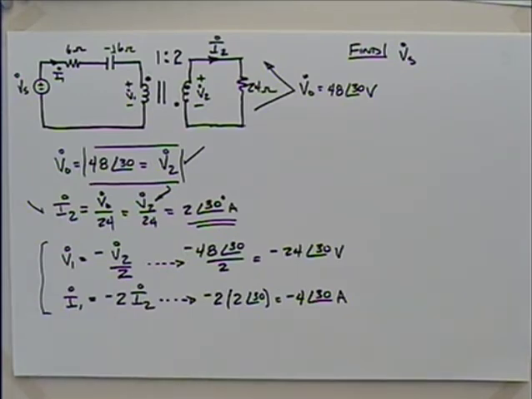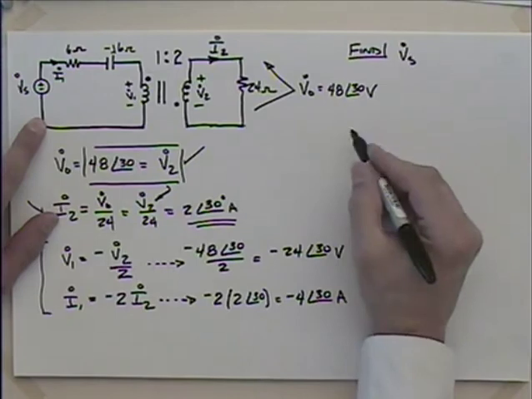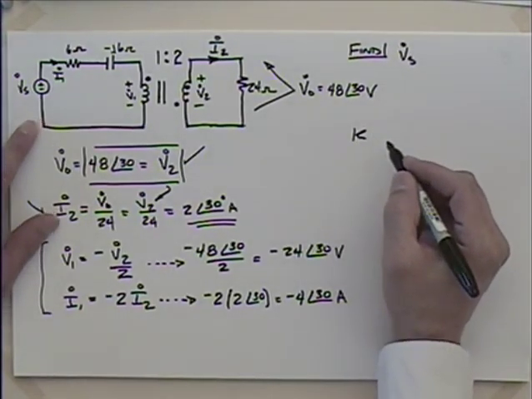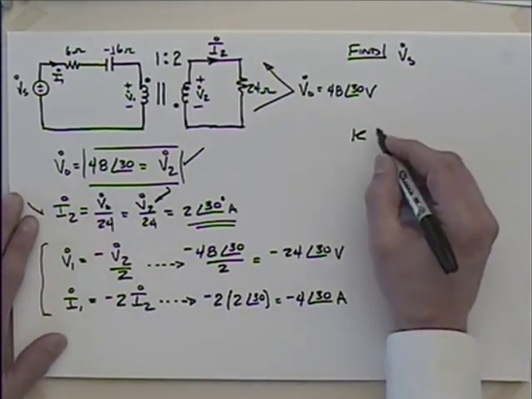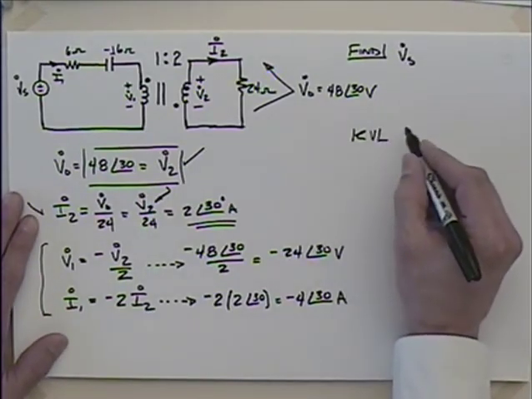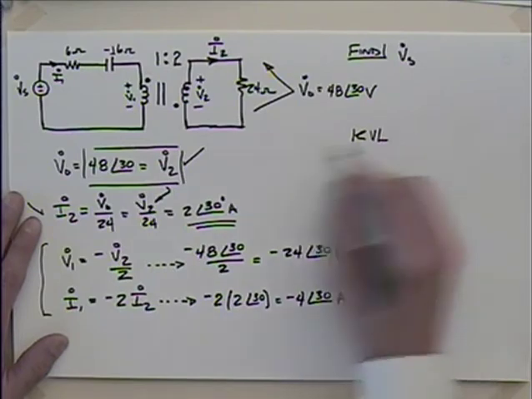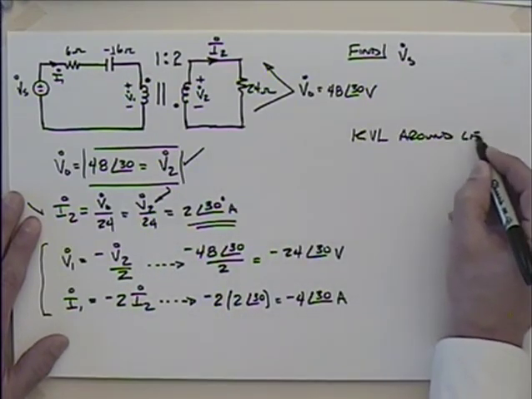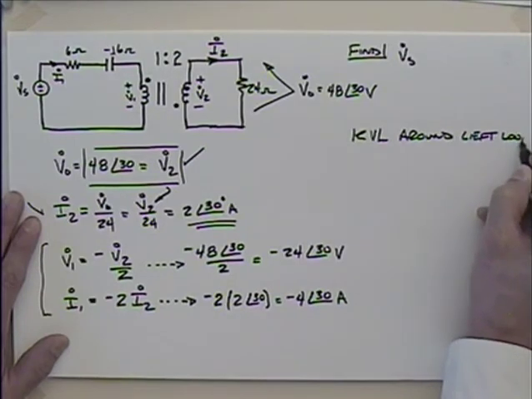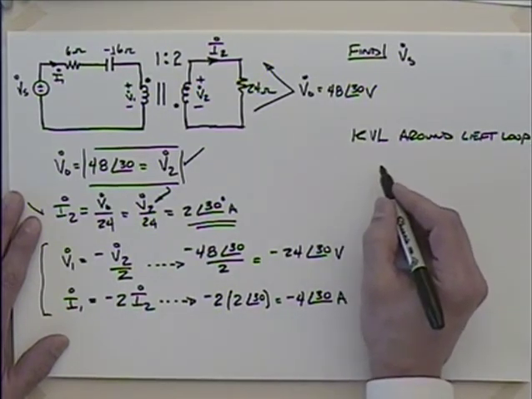Well, what if we do a Kirchhoff's law? We're kind of going at this backwards from the last problem, but that's okay. Kirchhoff's voltage law around the left loop, if you will. So what's that going to look like?